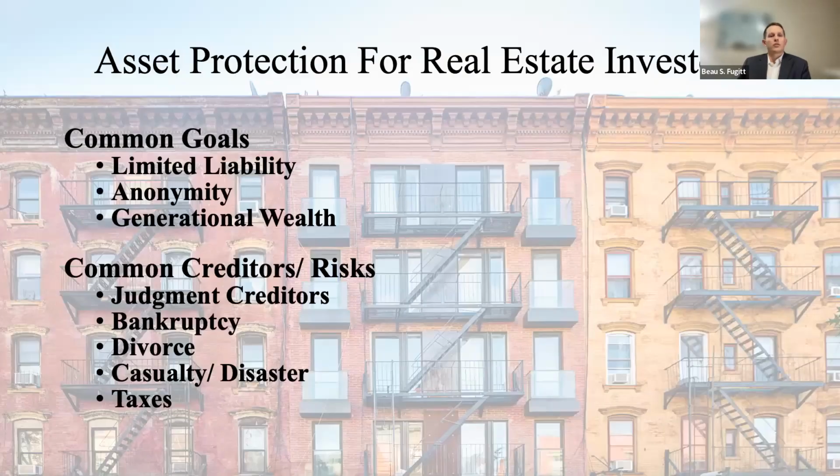Okay, so some of the common goals of an asset protection plan would be limited liability. I think that's fairly obvious, but anonymity is another one, right? So think about public figures, for example. If someone were a public figure, they probably wouldn't want the general public to know that they owned a piece of property.